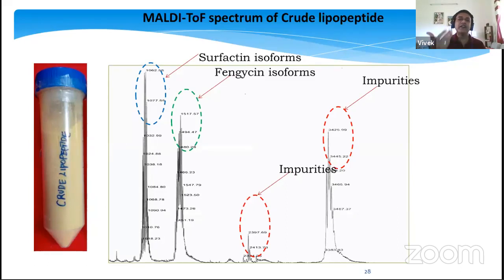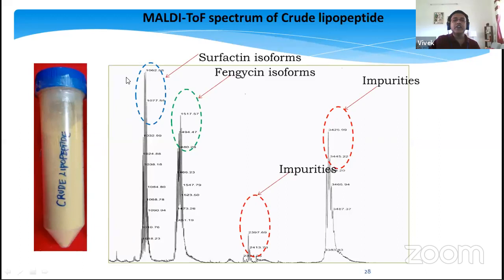So what we get as a foam is nothing but the lipopeptide, which is coated, presented in the form of foam. So soon after it comes out of the reactor, we collapse this foam, and then we remove the cells, and what you get is a lipopeptide in the crude form.